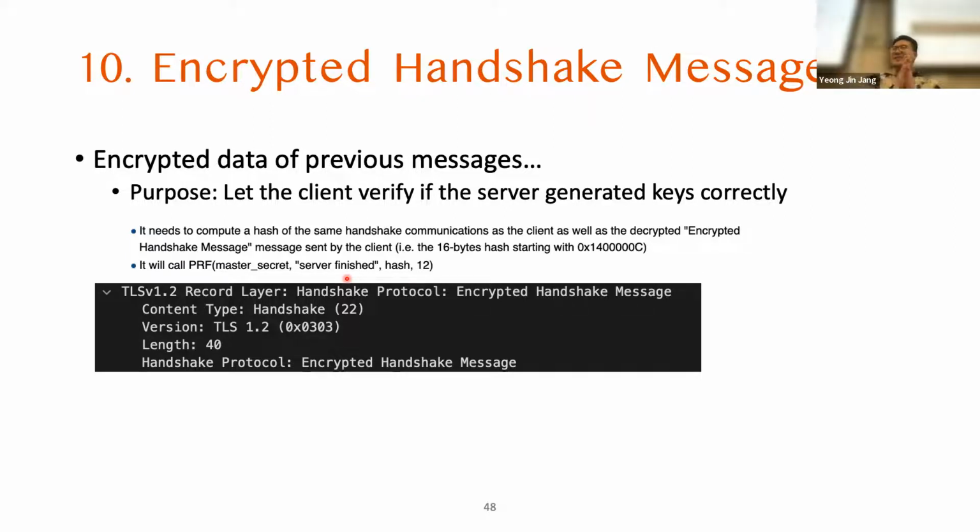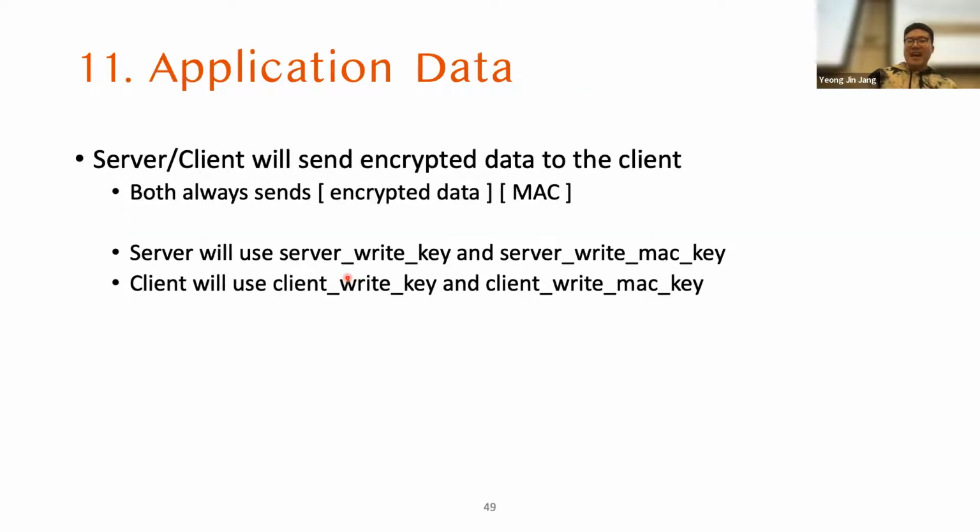So with these 10 steps, it's a little more complex than what we have learned, but conceptually it's just as simple as 4 steps: authenticity, key exchange, symmetric cipher, and HMAC. So they do that to establish a secure communication channel in TLS. After that, they can just send the encrypted data. So what they do is always send encrypted data and MAC. And then the server will use the server write key, and the client will use the client write key.